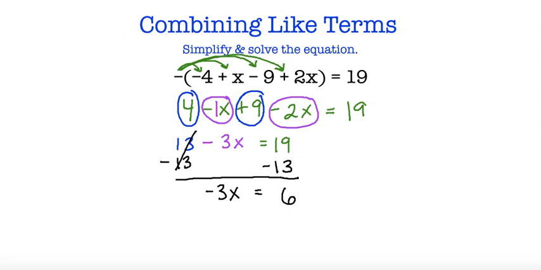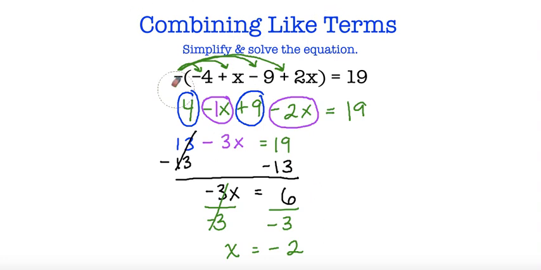And what I could do to solve this is, since this is negative 3 times x, I would have to divide both sides by negative 3. That cancels out. 6 divided by negative 3. So x is equal to 6 divided by negative 3, which is negative 2, and that's it.